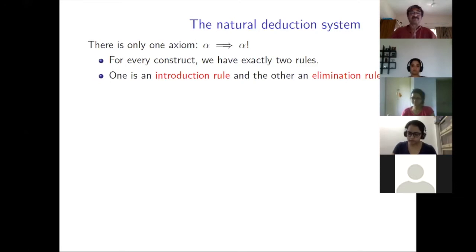So here is one healthy way of going about it, to say that's an axiom. And in fact, that's the only axiom, right? Nothing else. And then, for every construct we have got, in this case we have got connectors, Boolean connectors, we have exactly two rules. So, the structure of a natural deduction system is fixed. The moment you decide your syntax of the logic, right? The natural deduction system will have, how many rules will it have?